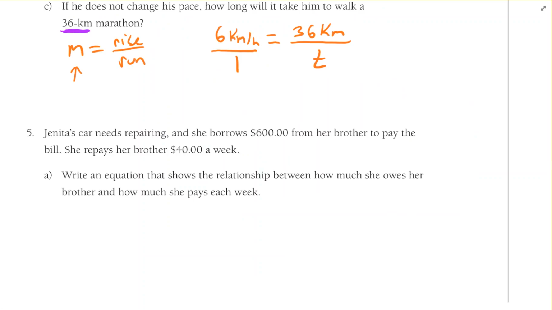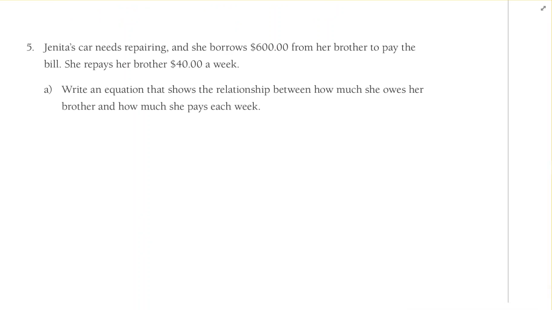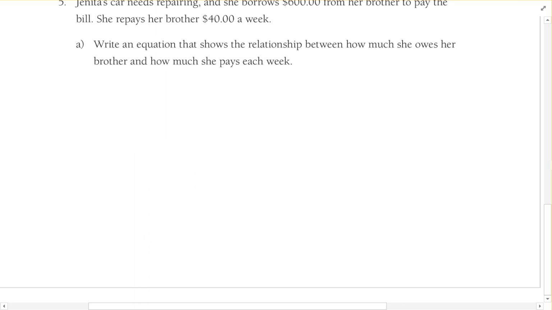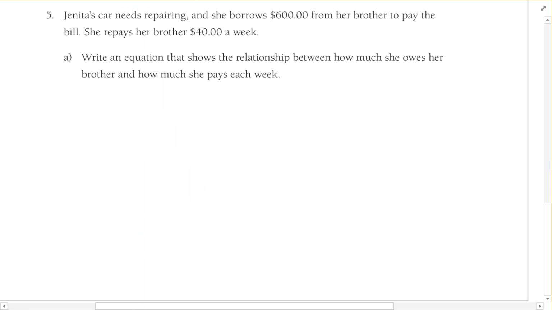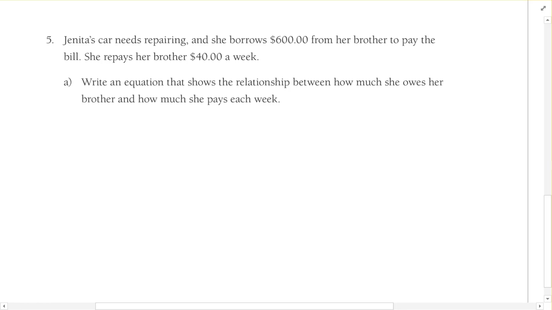Okay, number 5. Janita's car needs repairing and she borrows $600 from her brother to pay the bill. She repays her brother $40 a week. All right, write an equation that shows the relationship between how much she owes her brother and how much she pays each week. So if we started off, we have to think about it. So if we talk about how much she owes, we'll call that maybe D for debt. I didn't want to do O because it looks like a 0.